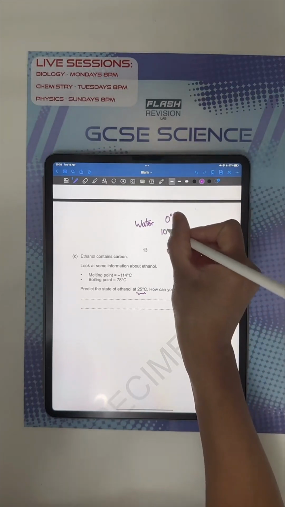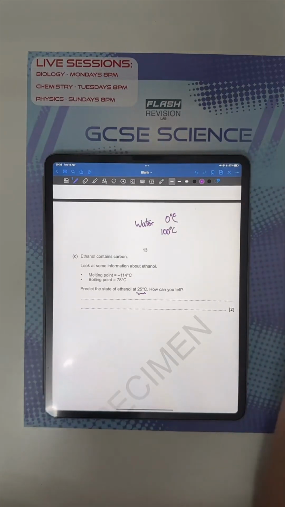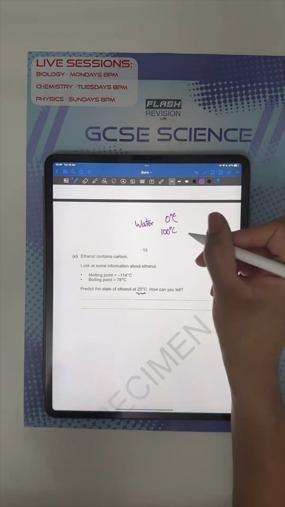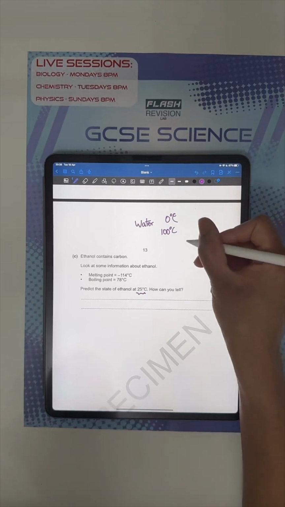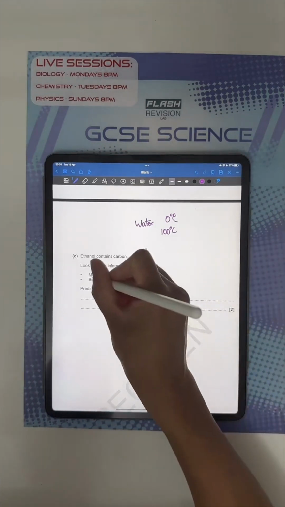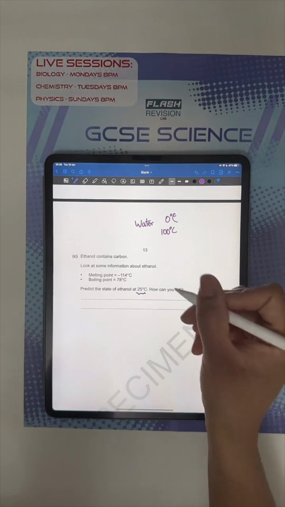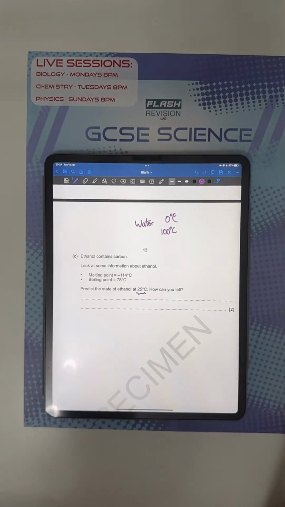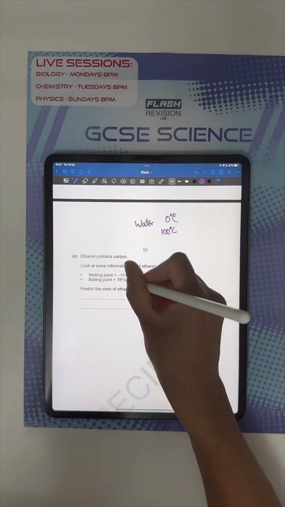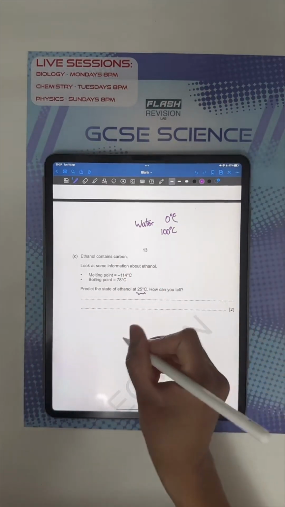Water has a boiling point of 100 degrees. So that means at 0 degrees, water will freeze. At 100 degrees, it will boil to a gas, to steam. So taking that into account, let's think about ethanol. Ethanol has a melting point of minus 114 degrees. That's when it turns into a liquid. Boiling point, 78 degrees. That's when it turns into a gas.